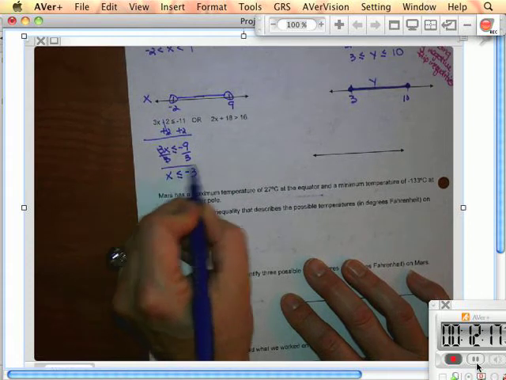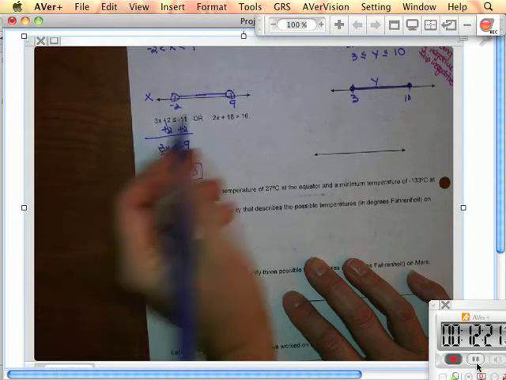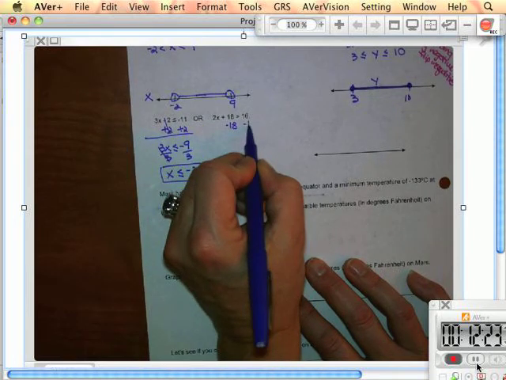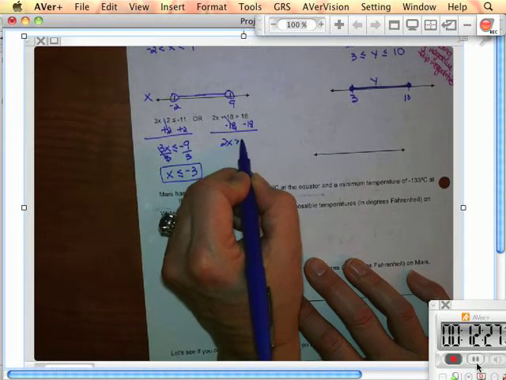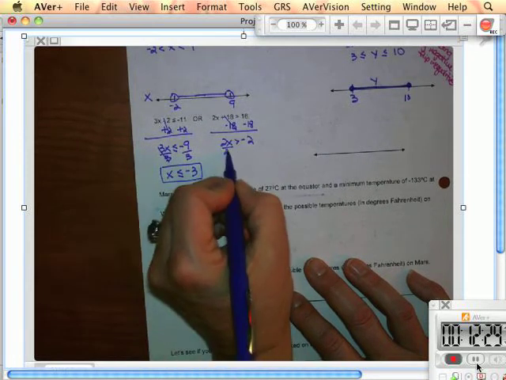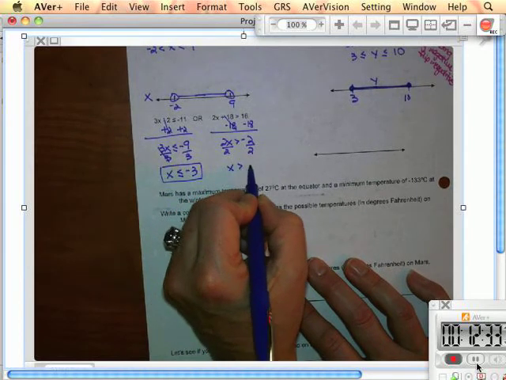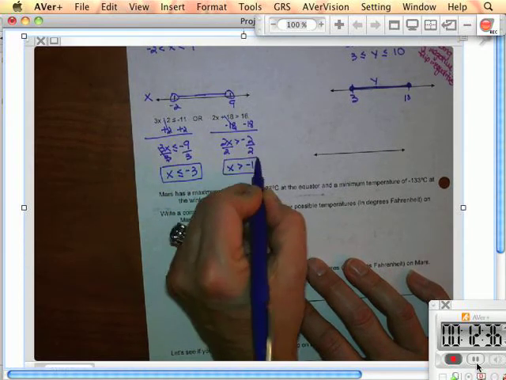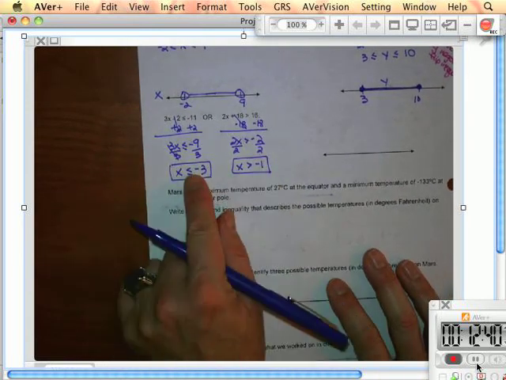There's one of my inequalities. Now I got to find the other one. Minus 18, minus 18. 2x is greater than negative 2. Divide by 2, divide by 2. Also in this one, I am not dividing anything by a negative, so I don't flip any inequalities. Okay, so here are my two solutions. I got to graph them.